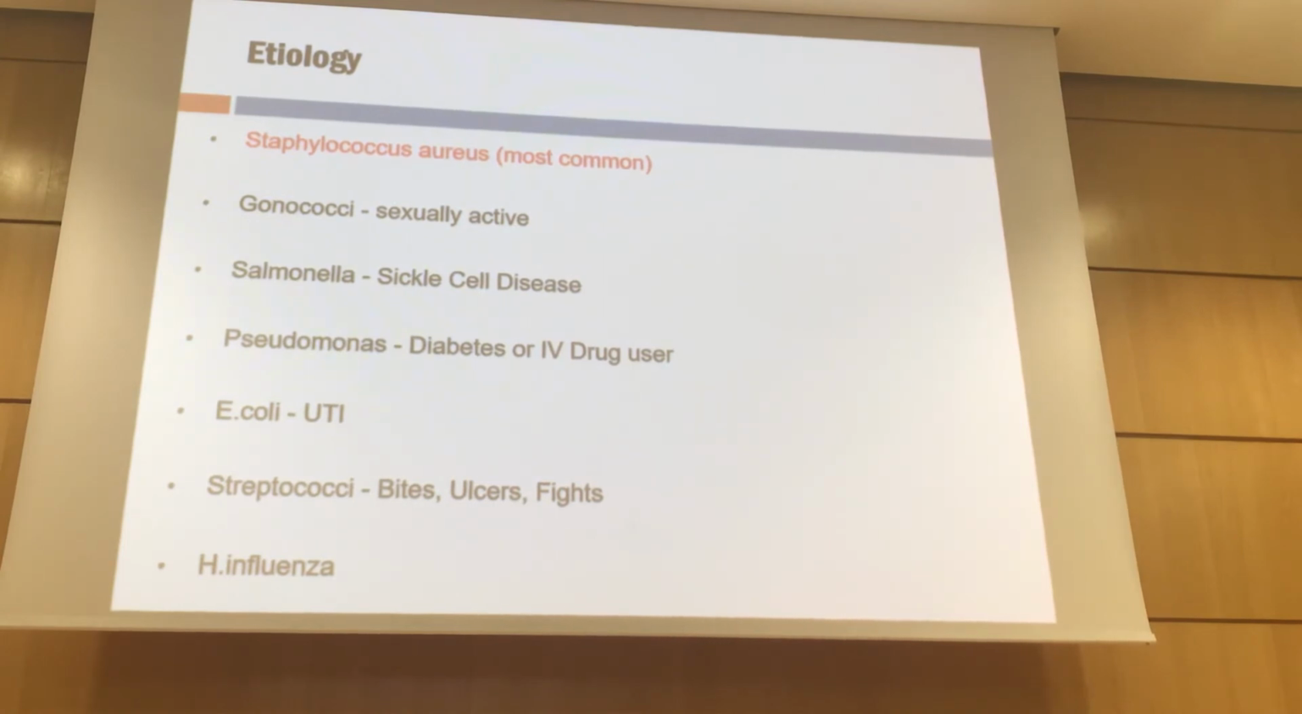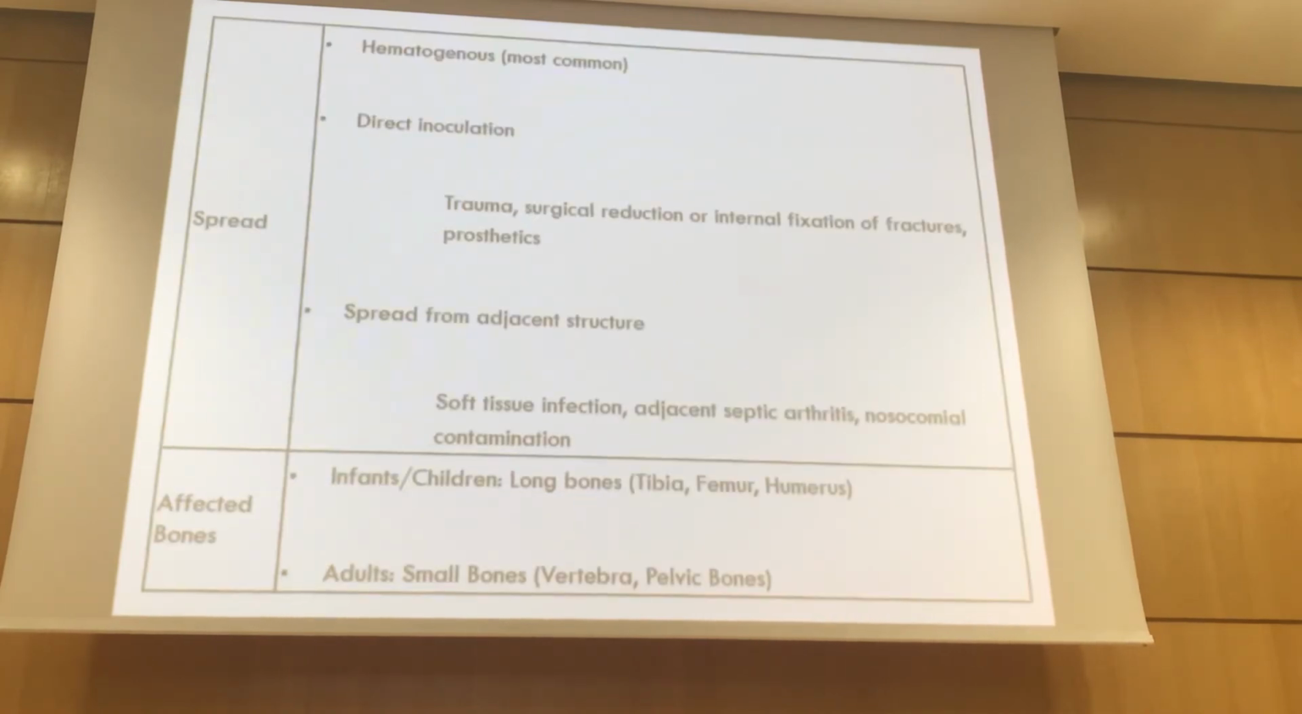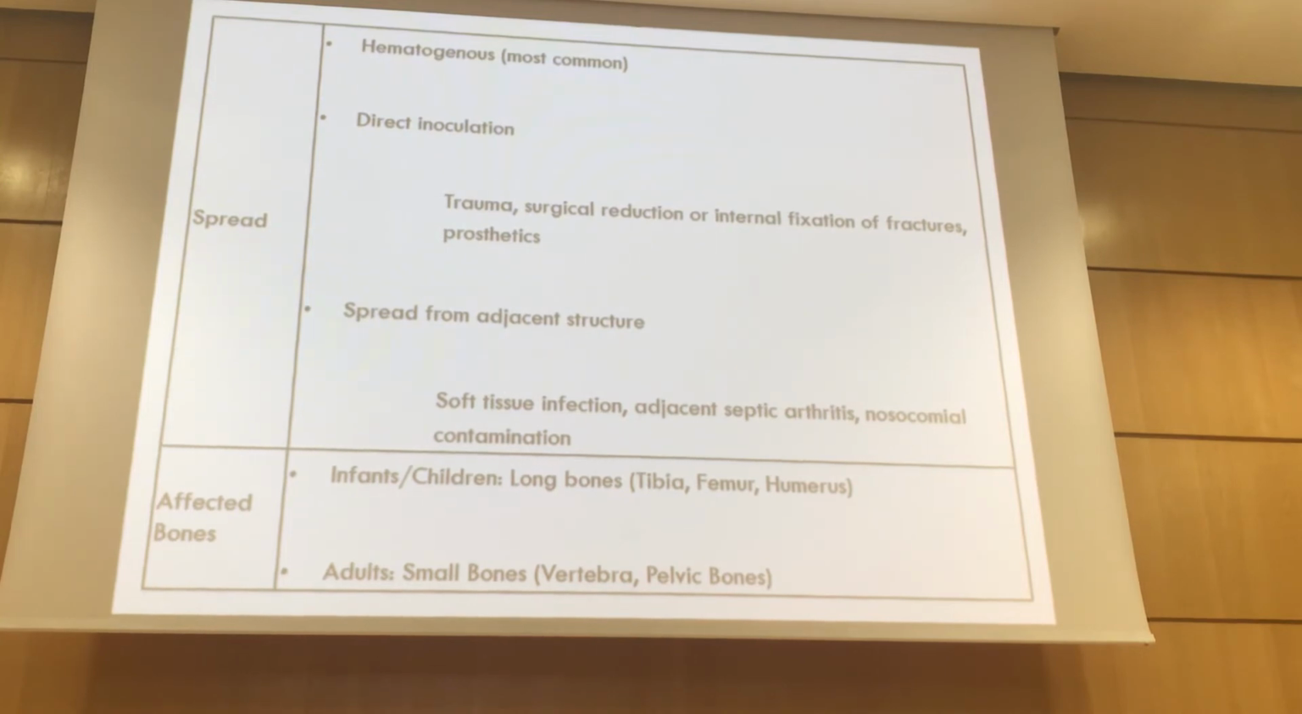I agree with you that salmonella is really quite common in sickle cell patients, but keep in mind Pseudomonas. If the patient has recurrent attacks of UTI, keep E. coli in mind. And bites, like from any animals. So the spread, the most common is from the blood. Trauma, we mentioned it. We mentioned soft tissue infections. Septic arthritis: the patient has septic arthritis or a decubitus ulcer that can spread there.